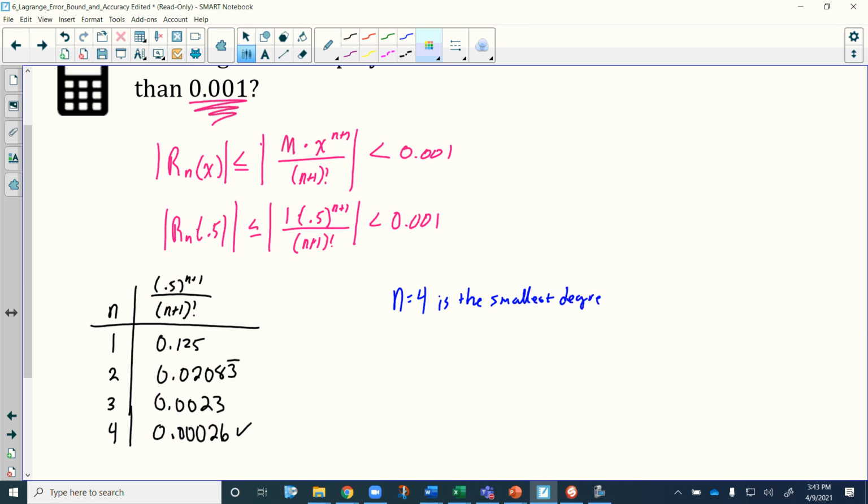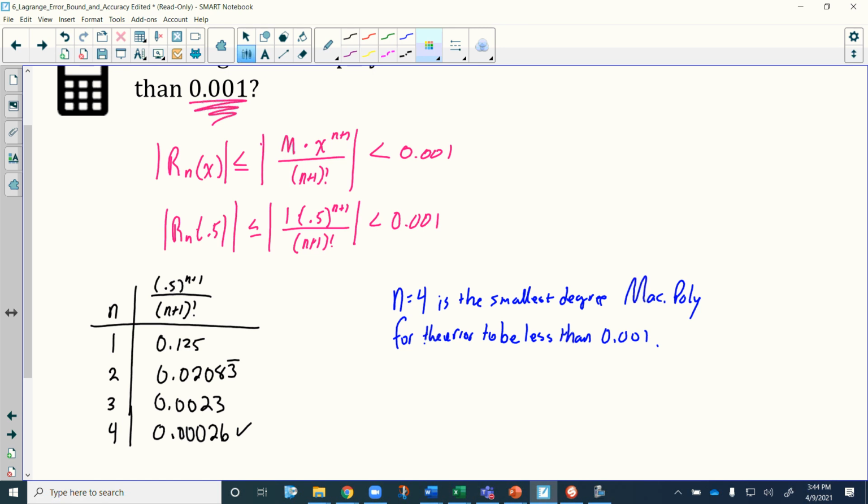degree Maclaurin polynomial for the error to be less than 0.001.